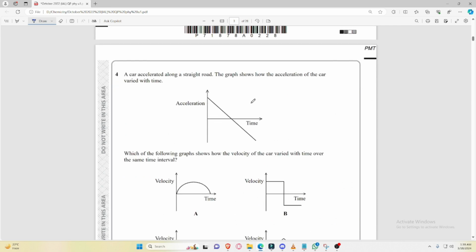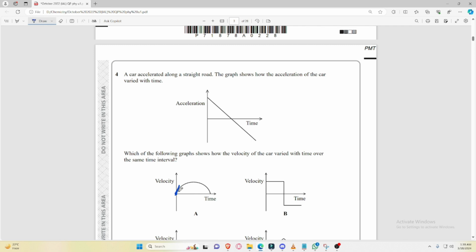Okay, next question. A car is accelerated along a straight road. The graph shows how the acceleration of the car varies with time. Which of the following graphs show how the velocity of the car varied over time in the same interval? Okay. Velocity time graph, the gradient of velocity time graph gives acceleration. So if you observe the gradient, at first it is very high. The gradient is very high. So at first gradient is very high, and then the gradient gives acceleration. The gradient of velocity time graph gives acceleration.